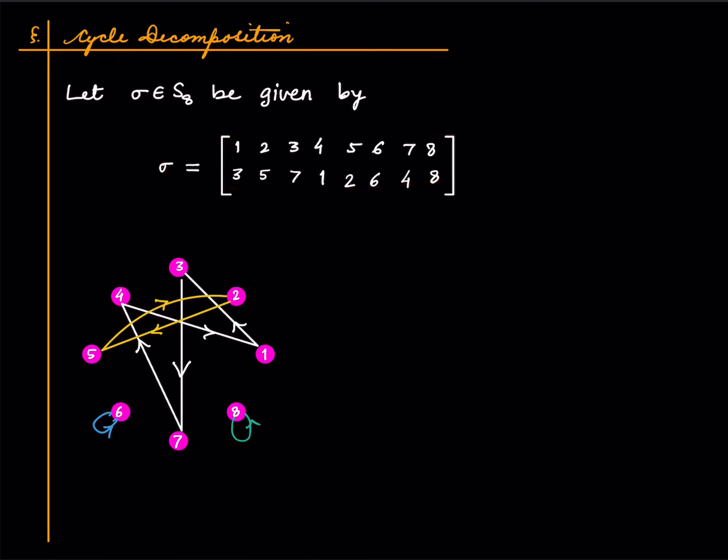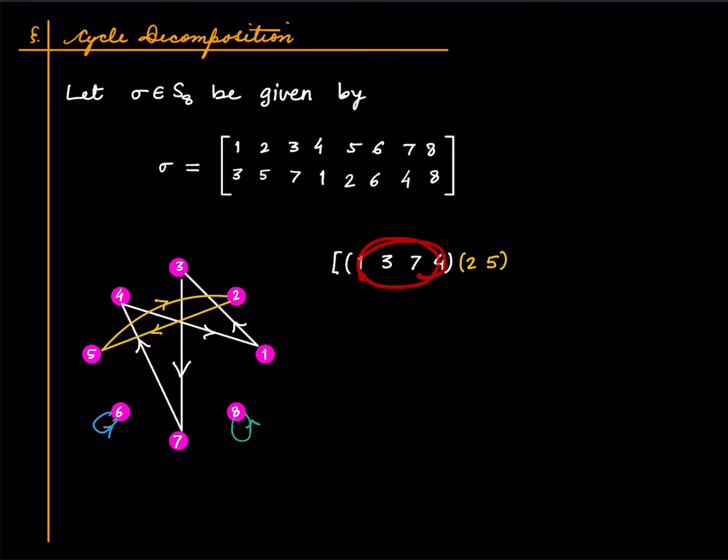You can recover sigma using this graph. But drawing this graph every time would be very expensive. So we can denote what happened in this graph in a different way, in a lexical way. So all we do is we just record these cycles. So 1 goes to 3, 3 goes to 7, 7 goes to 4. So this is the white cycle. The yellow cycle is 2 goes to 5 and 5 goes back to 2.